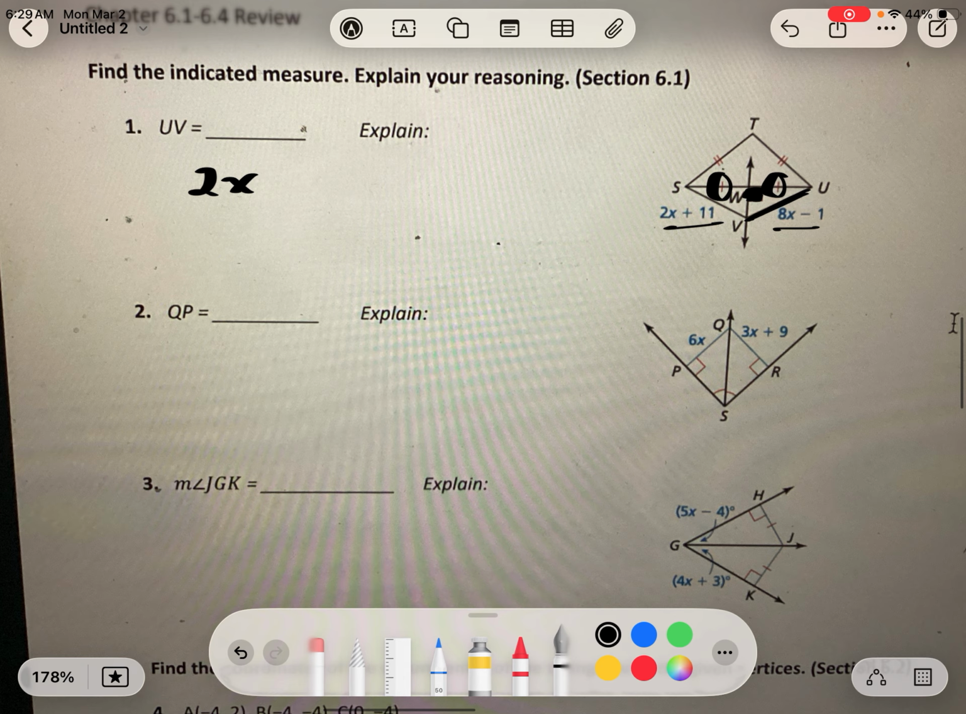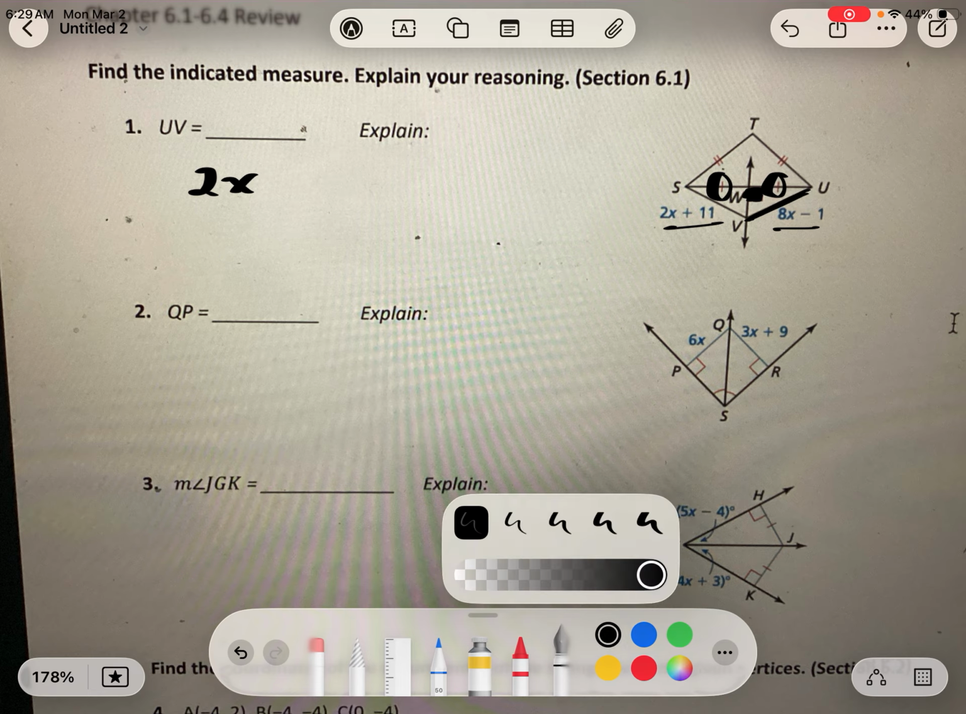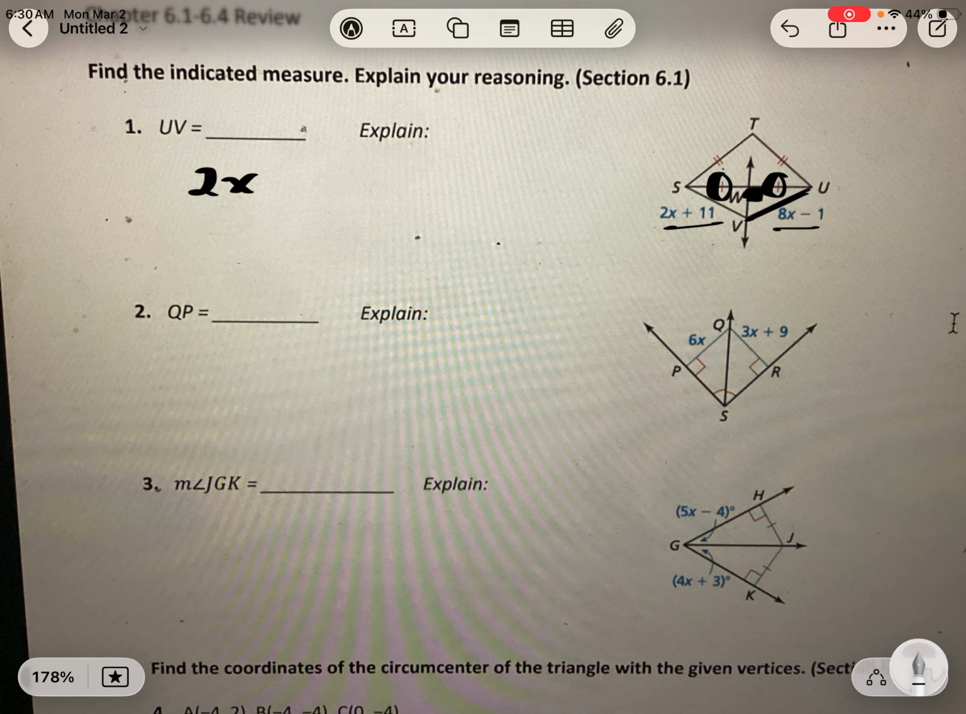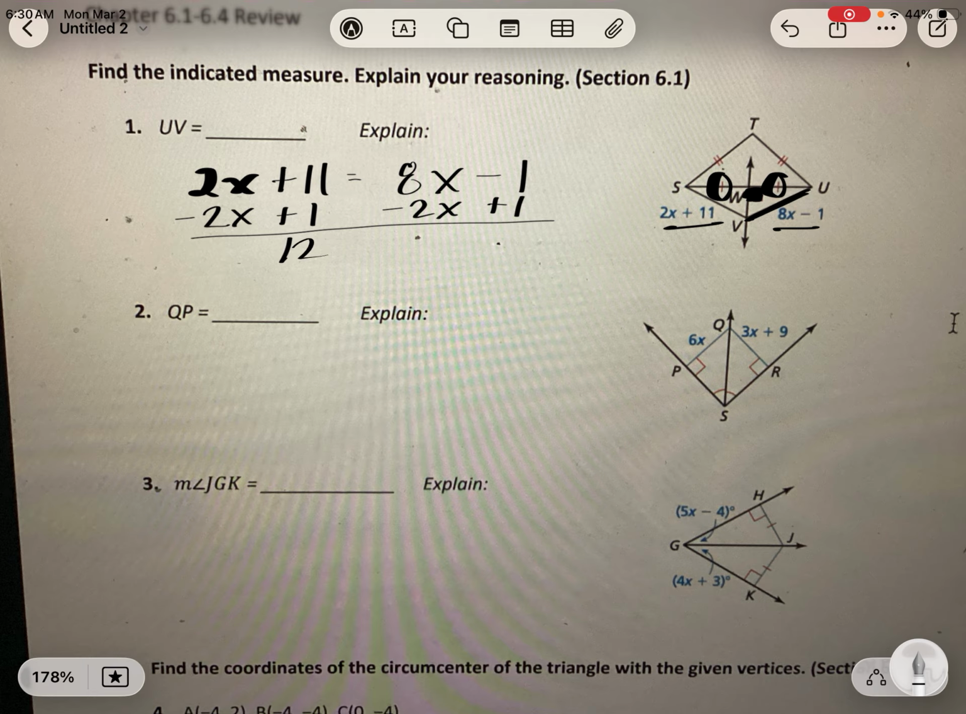So 2x plus 11 equals 8x minus 1. So then if you subtract 2x from both sides and add 1, you get 12 equals 6x. Divide by 6.